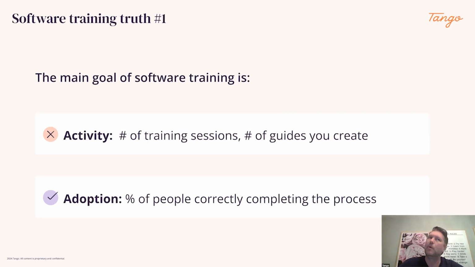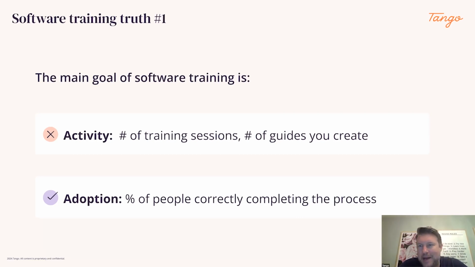They say things like, well, I need to finish creating this number of guides, or I have a lot of people and I need to run this number of trainings, or a lot of times they'll say things like, well, when the Slack channel dies down, then I'll know everything's fine. When I stop getting complaints. That is not how we want you to think about software training.